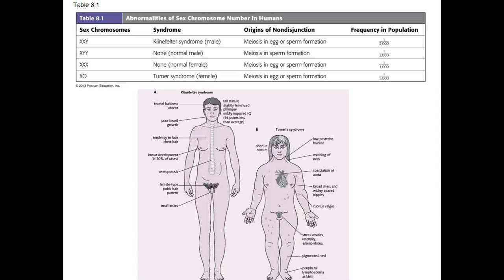This is a table with sex chromosome abnormalities. So we have Klinefelter, where we have an extra X. And this is example A, Klinefelter syndrome, where we have smaller testes, more female-type pubic hair, and breast development in a male. And we also have Turner syndrome right here, XO. So this is an example right here in B. This person only has one X and is generally shorter in stature and infertile.